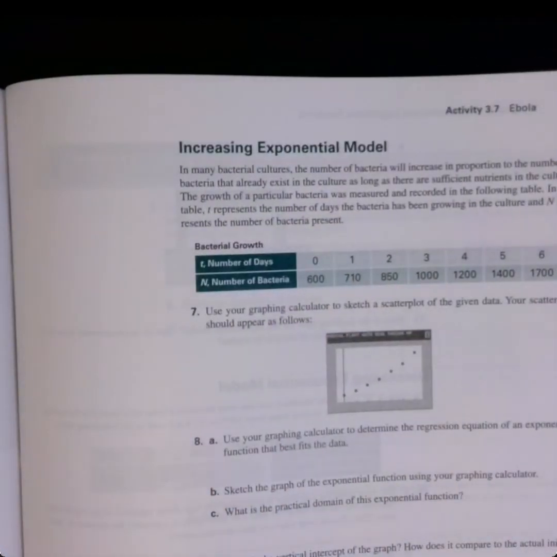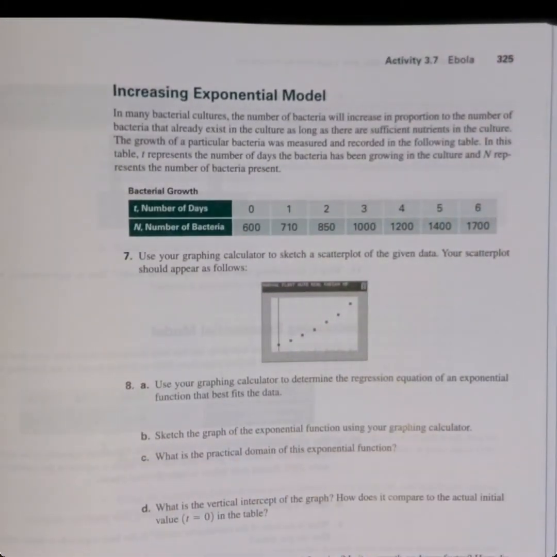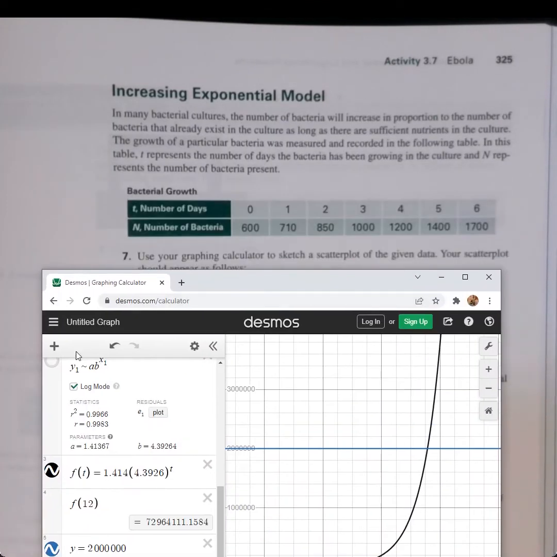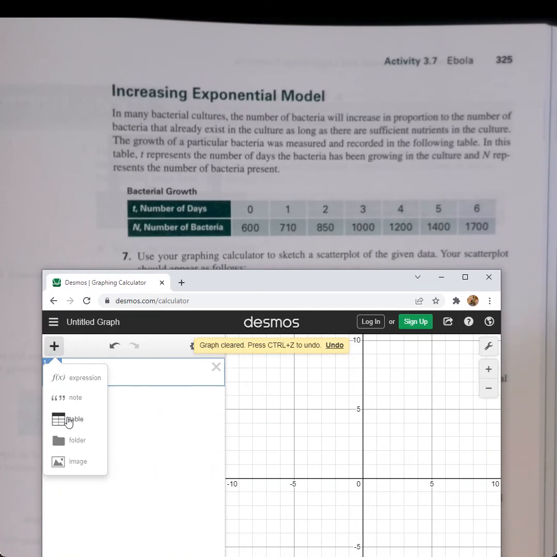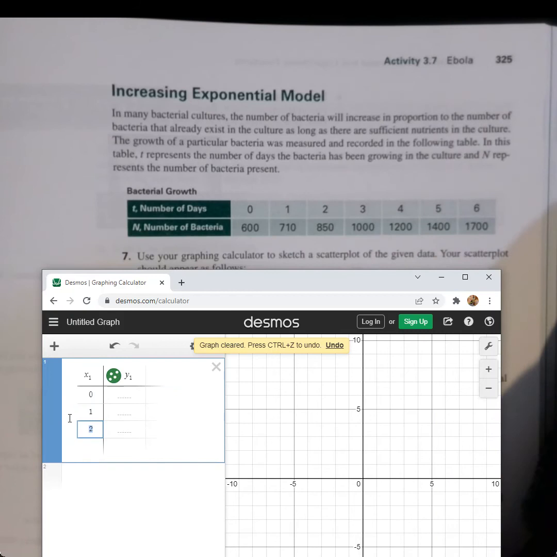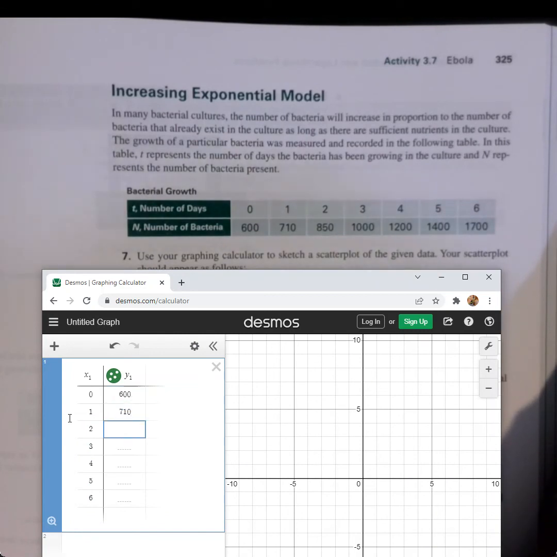See if I can get my stuff together here for the next one and do things in the correct order. All right, go ahead with our data set here. Let me get rid of everything. We're looking at some bacteria grown over a period of 6 days. We start with 600 items, then there are 710 items, and so on.